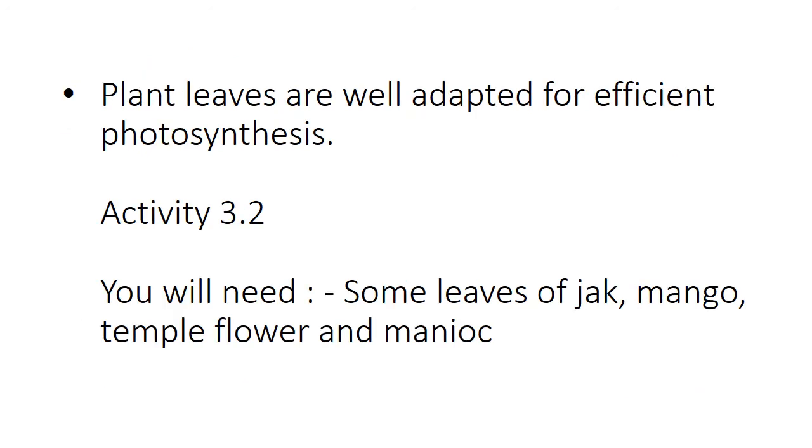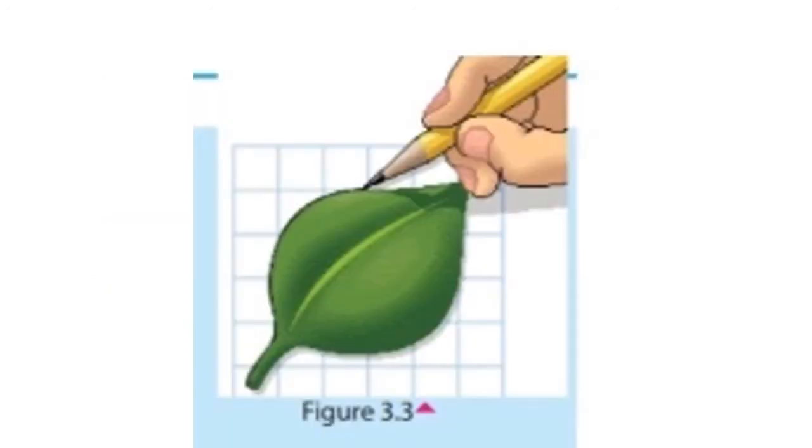Plant leaves are well adapted for efficient photosynthesis. As a second activity, you have to study about this. You need some leaves of jack, mango, temple flower and manioc. Let's see what we have to do. Observe the leaves well. Compare the thickness of leaves, draw the area of leaves on square ruled sheet and compare with others.